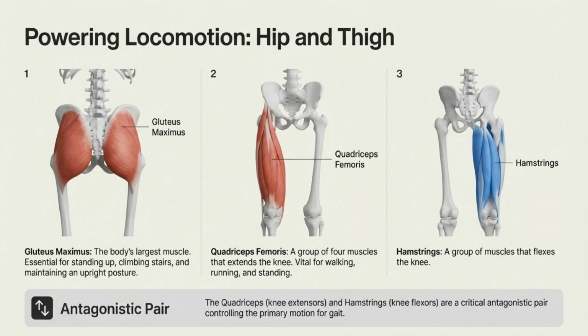Moving to the front of the thigh, the quadriceps femoris is a group of 4 muscles that extends the knee, making it vital for walking, running, and standing. Opposing them on the back of the thigh are the hamstrings, a group responsible for flexing the knee. Together, the quadriceps and hamstrings form a critical antagonistic pair, controlling the primary motion required for gait.